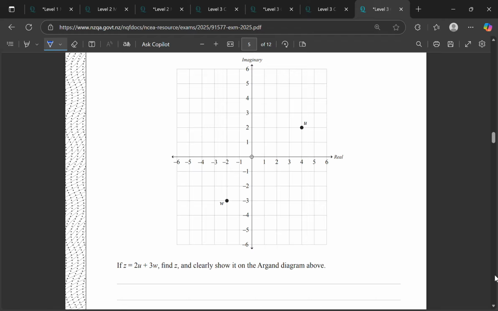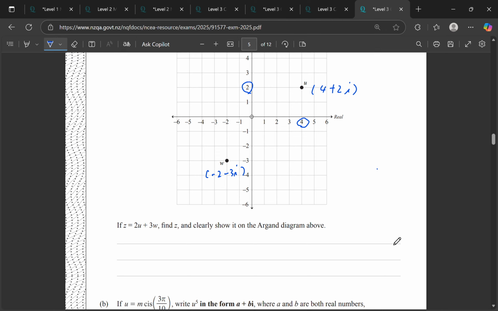So U is what? 4 plus 2i, right? So you have to read the real part first and then the imaginary part, right? Same way, W is minus 2 minus 3i, right? So we plug them in.